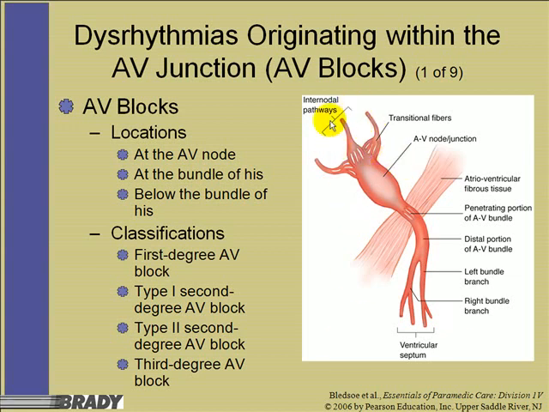We're looking at the photo to the right, or the image. Internodal pathways are coming in from the atria and the SA node. They come into that AV junction. They're all together at that spot, and then we've got a ventricular septum, if you will, coming down to where it bifurcates into the right and left bundle branches into the Purkinje fibers.